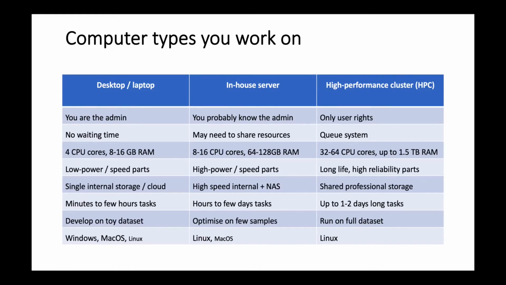The typical tasks or programs you are running on these three different environments. On your desktop or laptop, you usually run short tasks of a few minutes or a few hours. On an in-house server, you can run tasks of hours or even a few days. And on a high performance cluster, you are usually running tasks of a few hours or maybe up to 1.5, 2 days. The reason why you shouldn't run very long tasks on HPC is that as soon as you are requiring many cores for many days, you will go to the very end of the queue system, and your run will start very late. So it's much better to fragment your tasks into short runs and make a script to run them after each other. So usually you can run the longest ones on an in-house server.